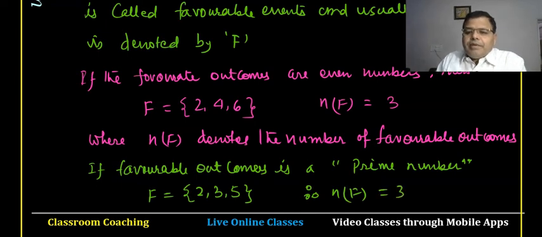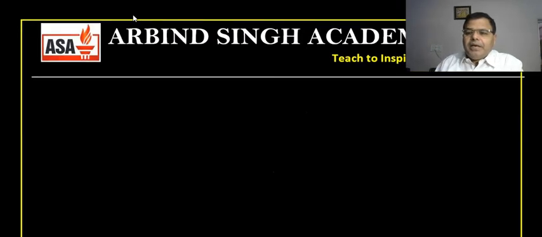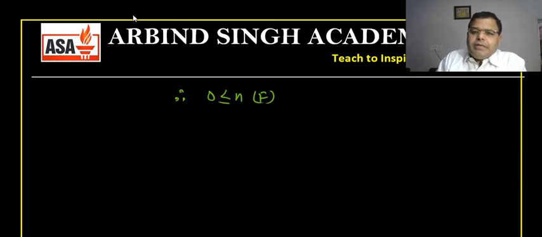So sometimes maybe 3, 4, 5 or 6 maximum. So the number of favorable outcomes can be anything from the least favorable, which is 0, to the maximum favorable, which is NS, where all of the outcomes are favorable.